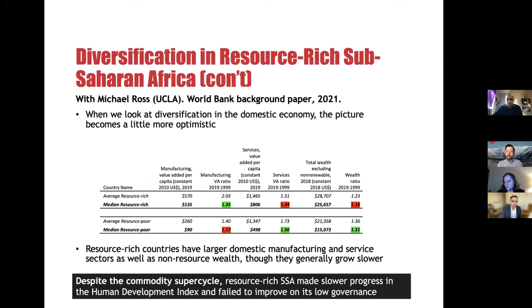Looking at domestic diversification, it looks a little bit stronger for resource-rich countries. Their manufacturing sectors increased faster than resource-poor countries. Again, some of this is just capturing the processing of primary commodities. But then when we look at services, as well as the growth of non-resource-based wealth, that is human capital and infrastructure, again, resource-poor countries are growing faster, albeit from a slightly lower base. So the story in African diversification is that resource-rich countries started richer, diversified slower.